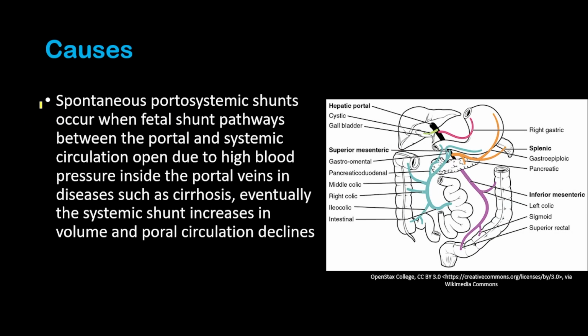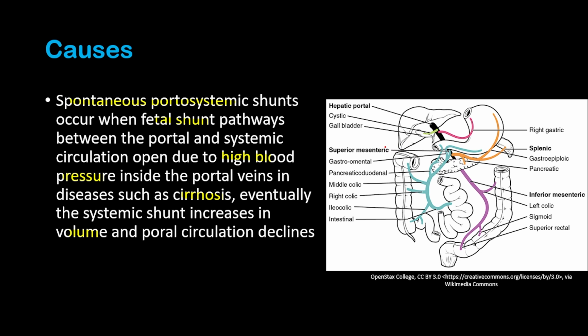Now, hepatic encephalopathy is also caused by spontaneous portosystemic shunts, and those occur when the fetal shunt pathways between the portal and systemic circulation open due to high blood pressure inside the portal vein in diseases such as liver cirrhosis. Eventually, the systemic shunt increases in volume and the portal circulation declines.